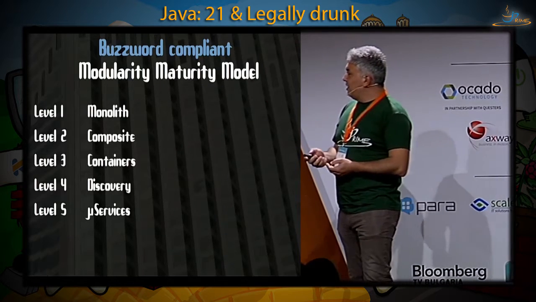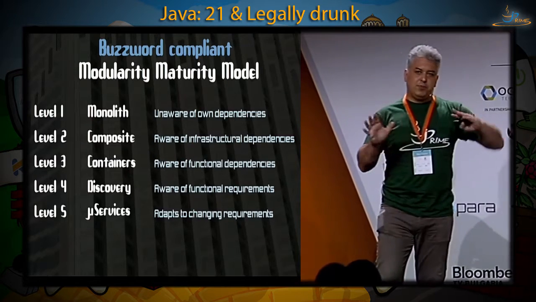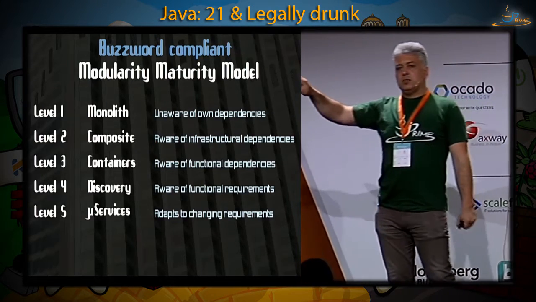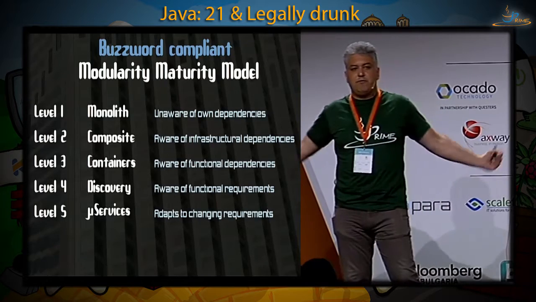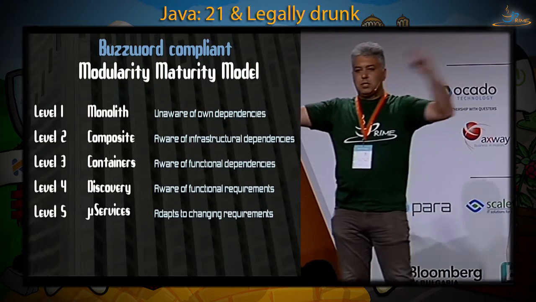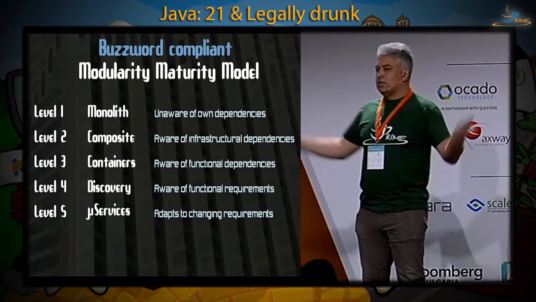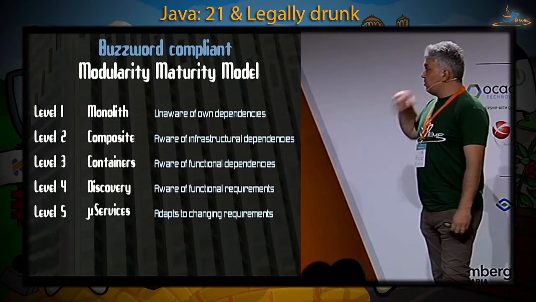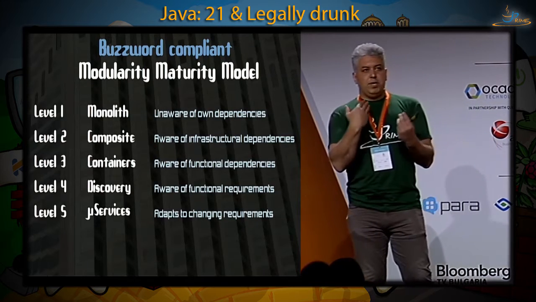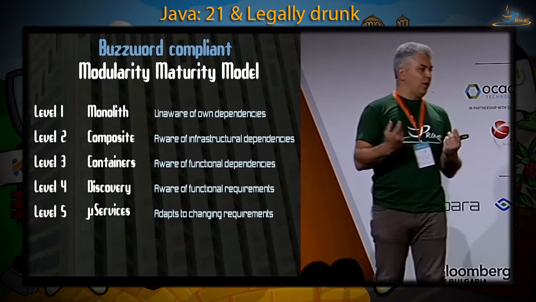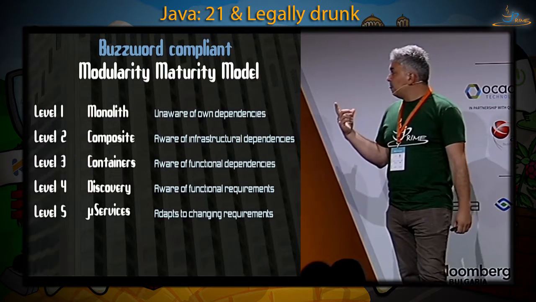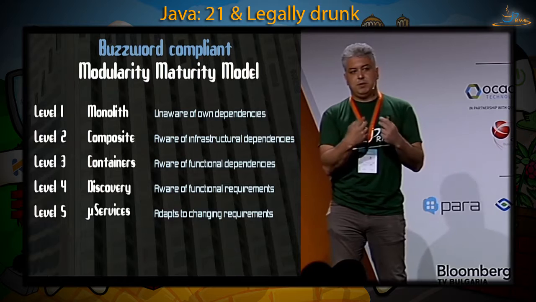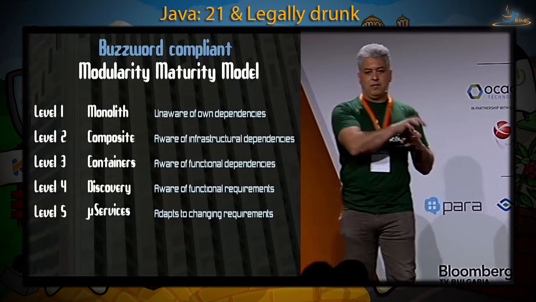Okay, and if you look into that, this is how you put that in retrospective to a Java application. So when you do a monolith, you are basically unaware of your own dependencies. The reason is everything you need is together with you. You had this one huge whatever it is, jar, war, I don't know, and it's all in there. So you're basically unaware of any dependencies. Now, when you do the composite, you start dealing with dependencies, and you start being aware of all the infrastructural dependencies that you have. At level 3, you already kind of ignore the infrastructural dependencies, but you still have functional dependencies. You're basically saying, I don't really depend on that jar, but I depend on that functionality.